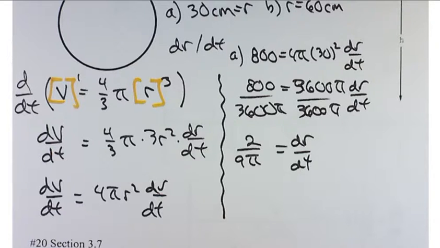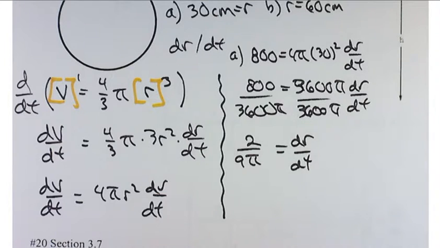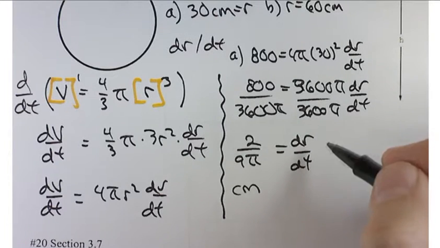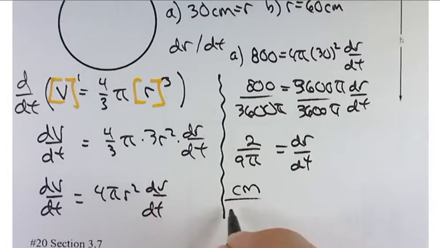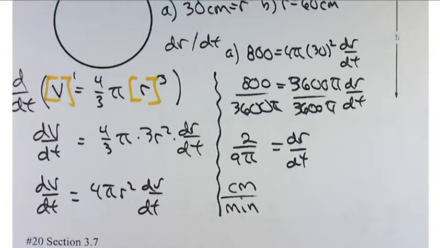Let's keep in mind something about dr by dt. R represents what in this problem? Radius. So how many dimensions in the radius? It was just one, right? It's just the length. So the units should reflect one dimension. Now we started out in centimeters, so we're going to continue in centimeters, but keep in mind this is going to be a rate. So it'll be centimeters per minute. Yeah, centimeters per minute. So overall, you should end up with 2 pi over 9 centimeters per minute.